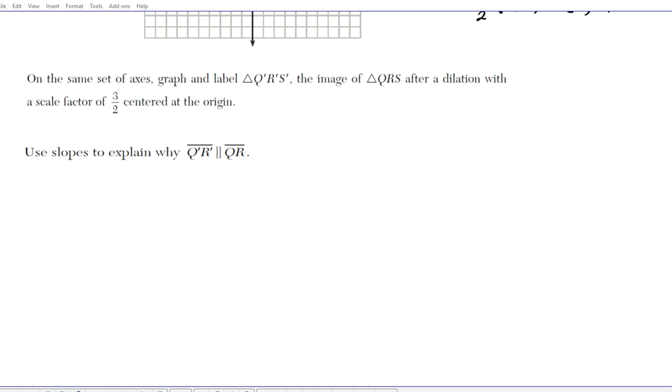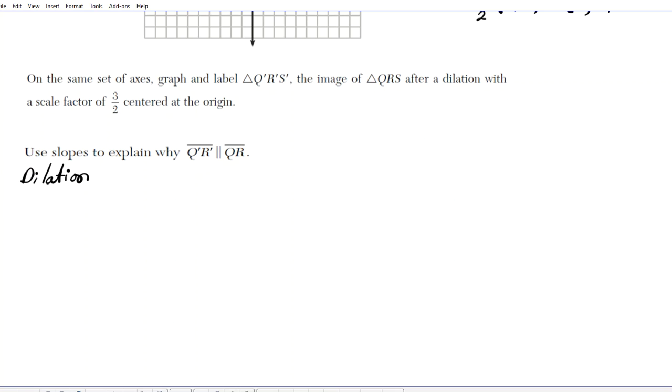Alright, we have a second part. The question is, use slopes to explain why side Q prime R prime is parallel to side QR. Okay? So this is our explanation here. It has to do with what happens to the slopes of sides of an object upon dilation. Okay? So dilation does what?